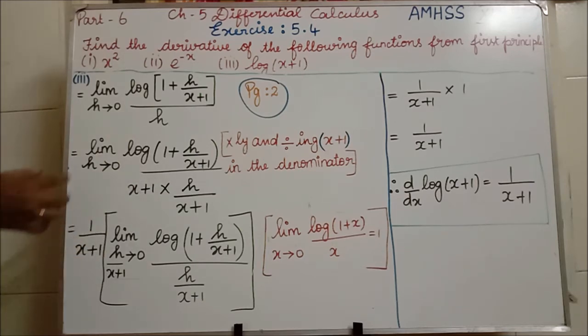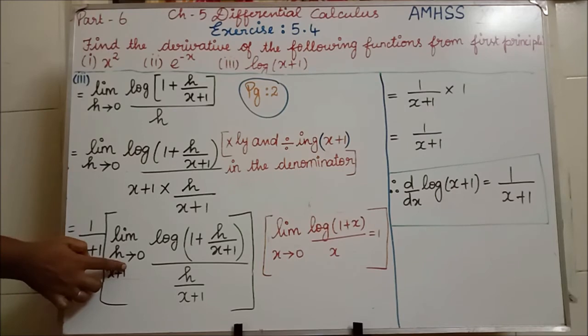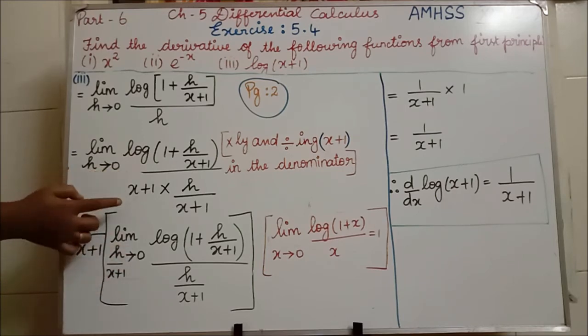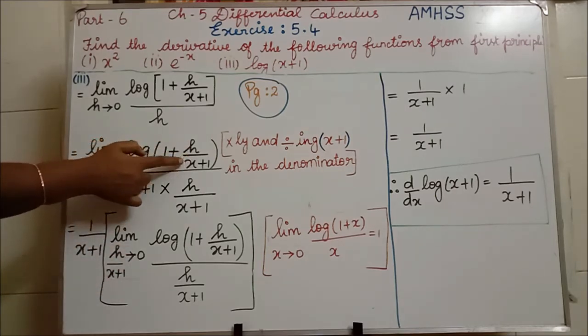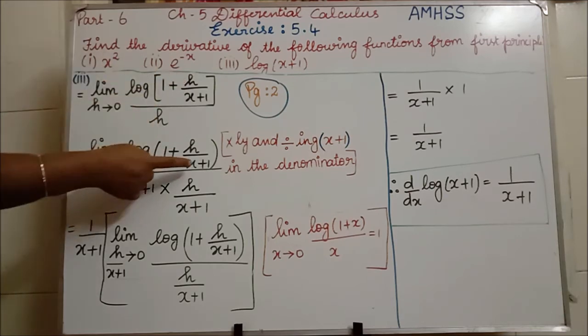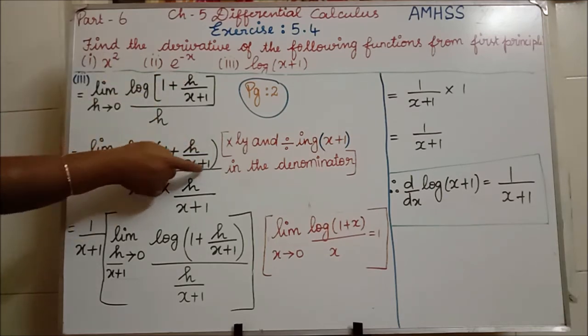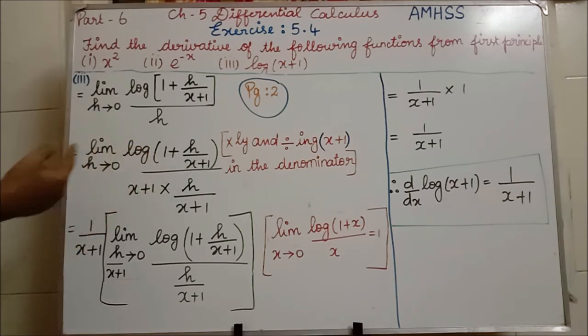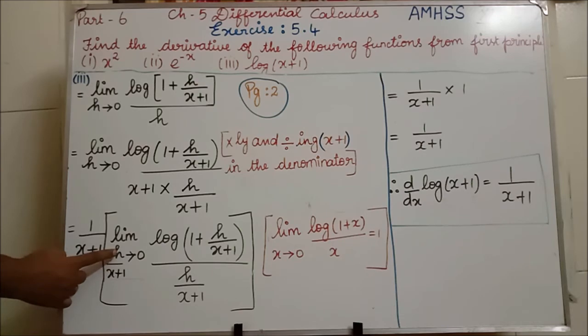Okay, remaining is what? Limit h tends to 0. Why? Because here we are having h, so h tends to 0. But here we are not having h. Here what we are having? h divided by x plus 1 we are having. So we have to change the limit. h divided by x plus 1 tends to 0.